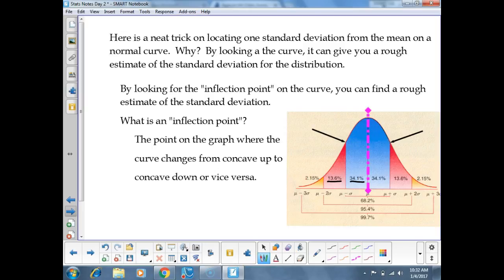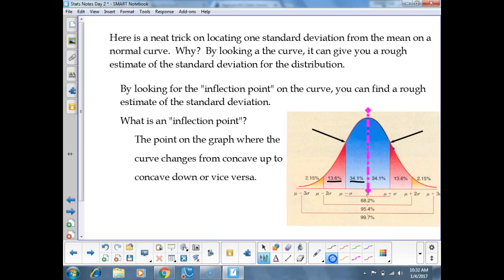Now, rough estimating. How do we find those standard deviations? Well, when you're looking at a normal curve, it's just a little bit above the halfway point. If I were to put a dot right in there, that would be almost the halfway point from the peak, the midpoint there. It's just a little bit above. It's just a rough estimate.